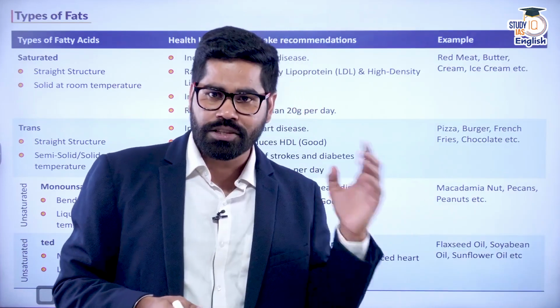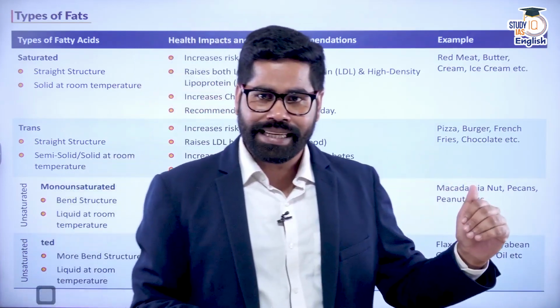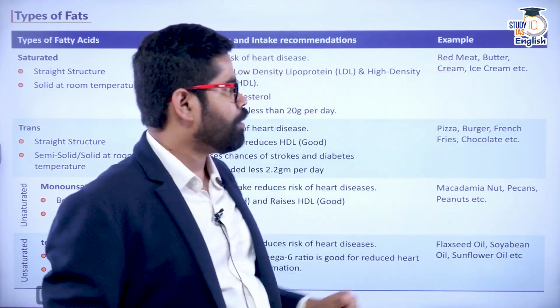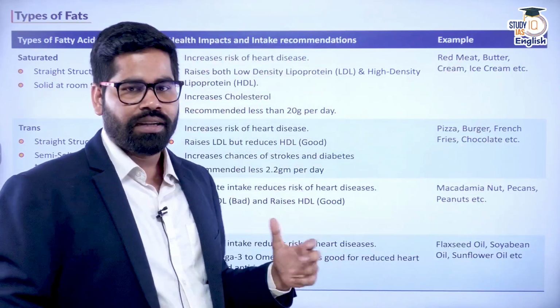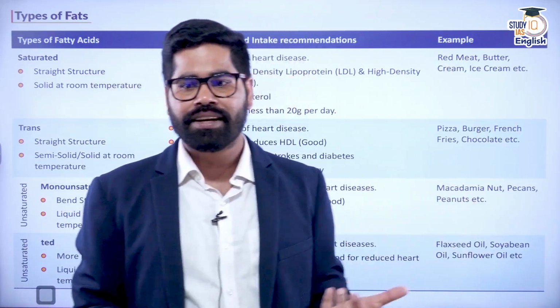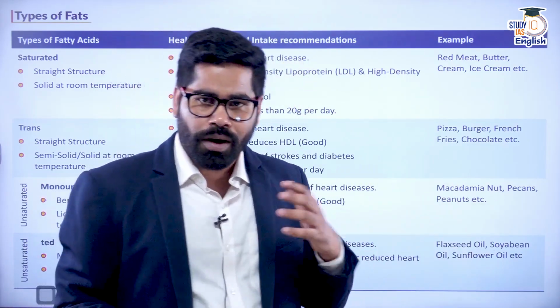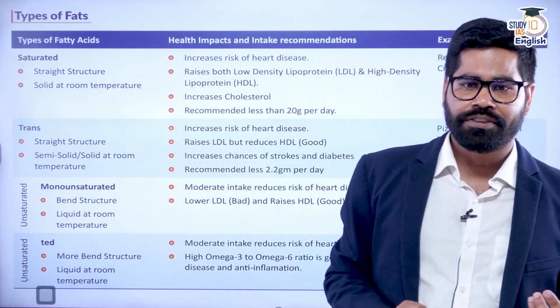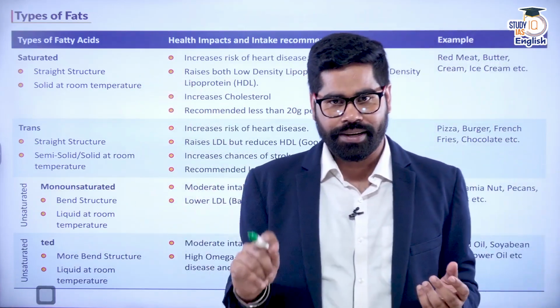What are the sources from which we are getting these saturated fats? Basically, we are getting them from red meat, butter, cream, and ice cream. From these things we are getting saturated fats. They are generally solid.